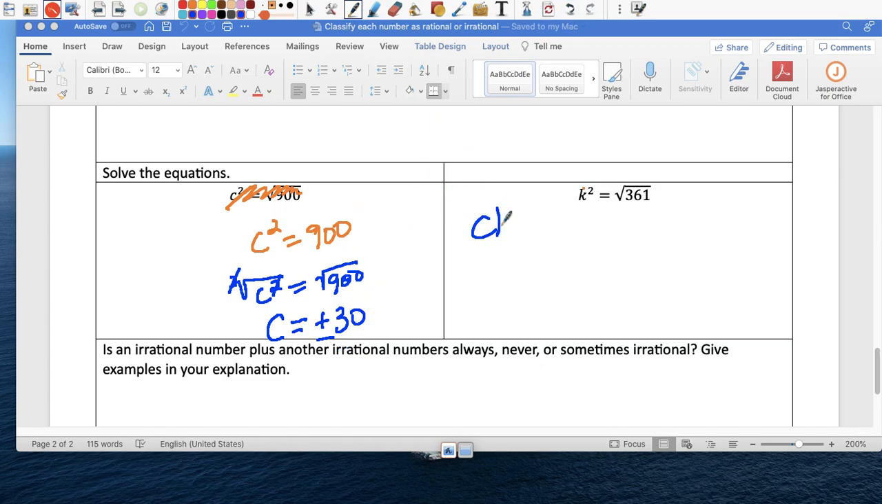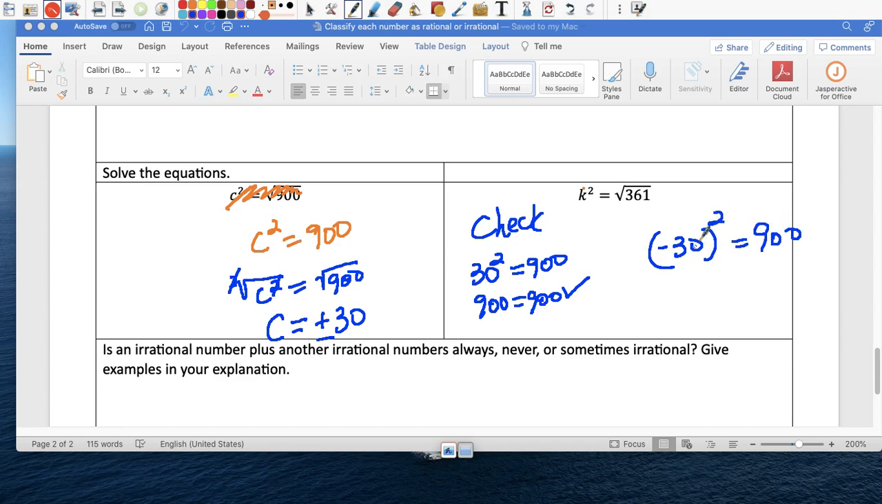Let's do a check. If I use positive 30 and take it to second power, does that equal 900? Well, 30 times 30 is 900. And that works out. What if I take negative 30 to the second power? Would that give me 900? Well, negative times a negative is positive, and 30 times 30 is 900.